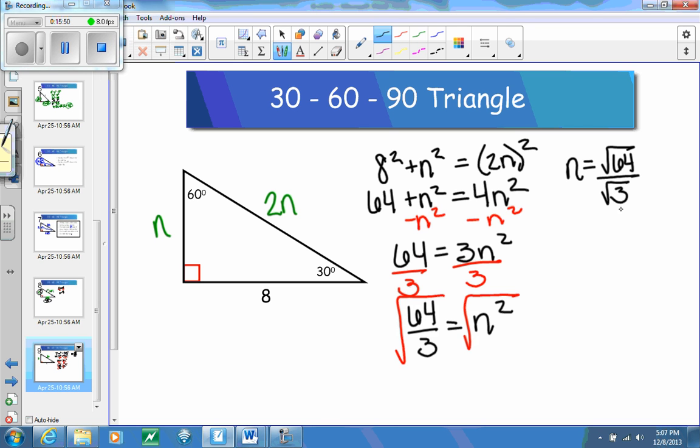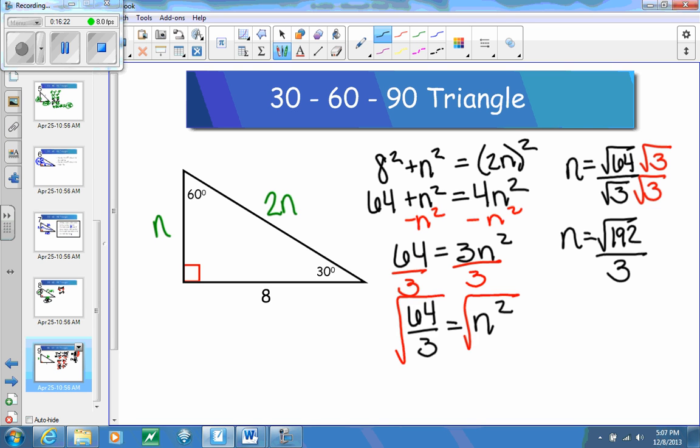Now, as I work through this, I need to rationalize my denominator, so I'm going to get rid of that square root of 3, multiplying the numerator and denominator by the square root of 3. So if I take 64 times 3, I get 192. So n is equal to the square root of 192 divided by the square root of 9, which in our case here is going to be 3. So now I just need to try and simplify.